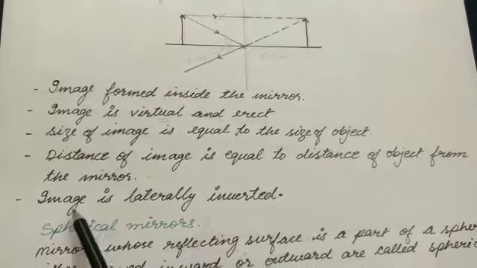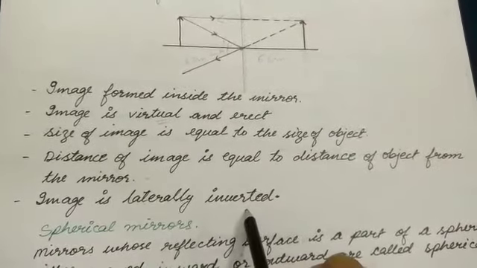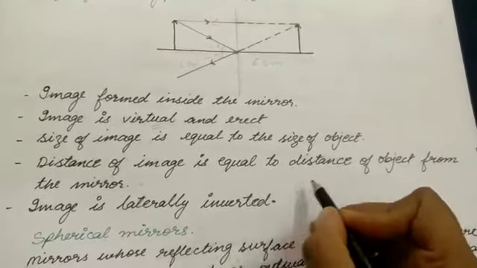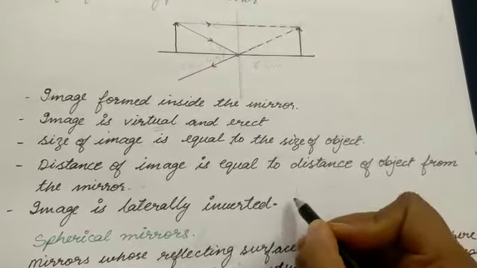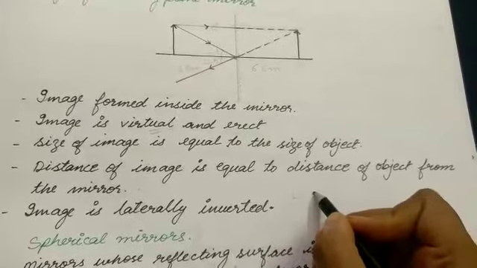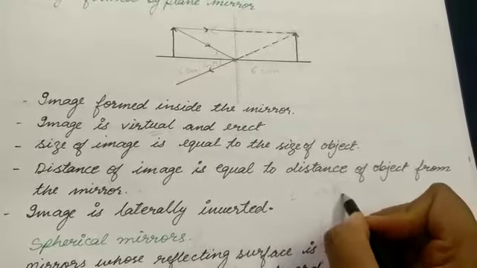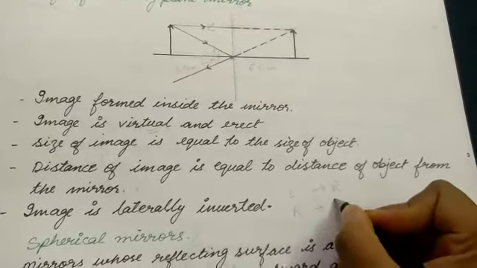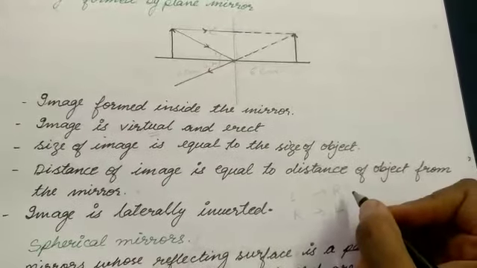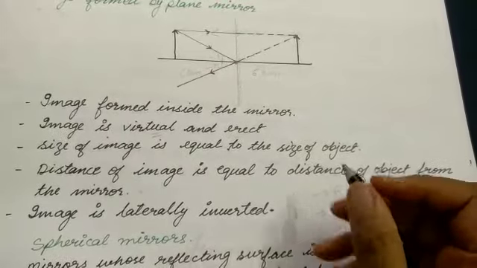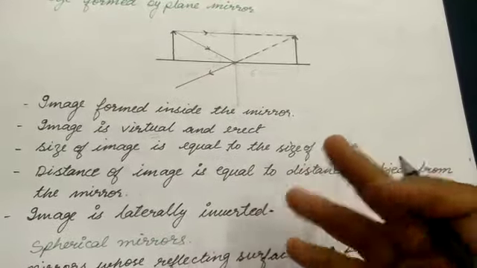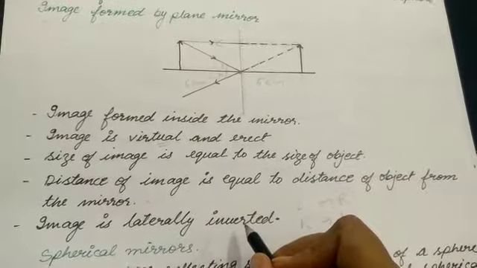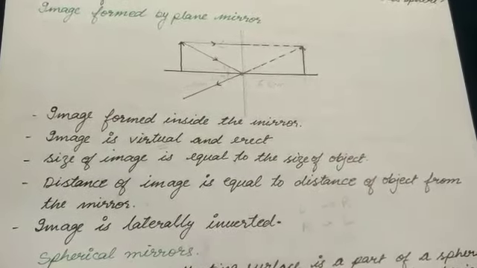Now last thing, image is laterally inverted. Laterally inverted means that the left side of the object appears to be the right side of the image, and the right side of the object will appear as the left side of the image. We can easily see this in the mirror. Okay, so these are the characteristics of the images formed by a plane mirror.